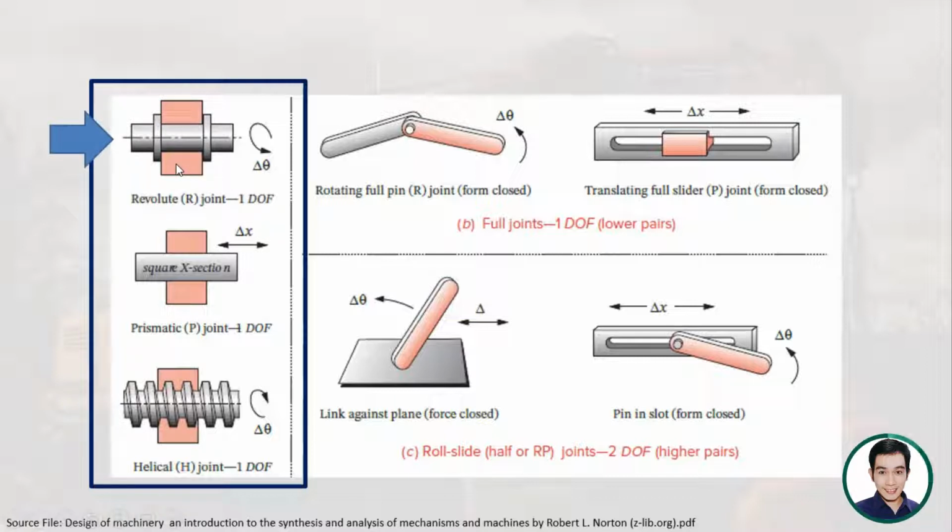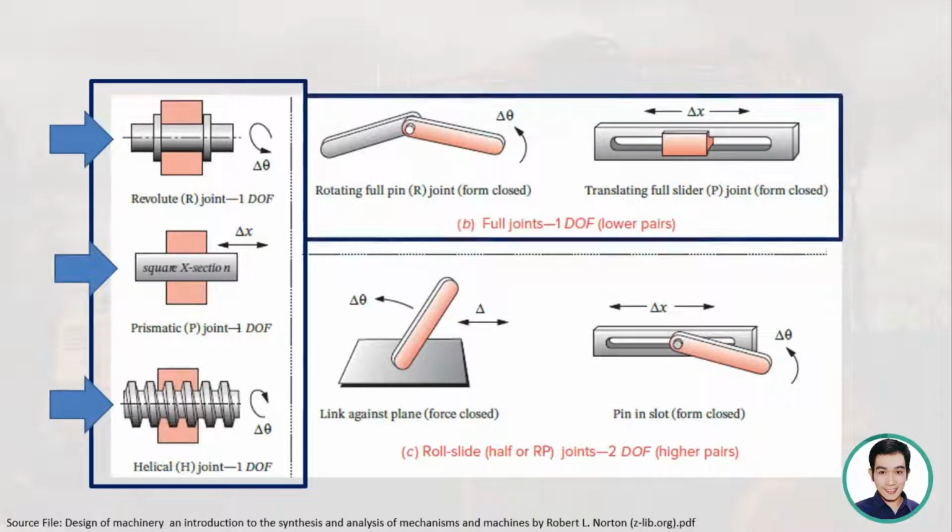So that's the revolute. For the prismatic joint, it doesn't have an axis of rotation. It is only allowed to slide to the left or to the right. So that's why it has only 1 mobility, or 1 degree of freedom. For the helical joint, because of the design of the bolt and nut connection, you can see that it cannot slide to the left or to the right. It will only rotate also. That's why it has 1 degree of freedom.